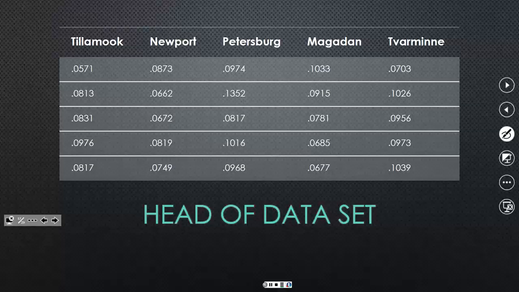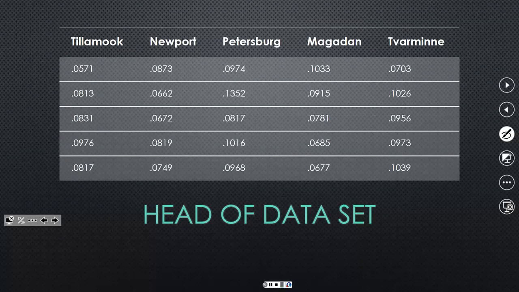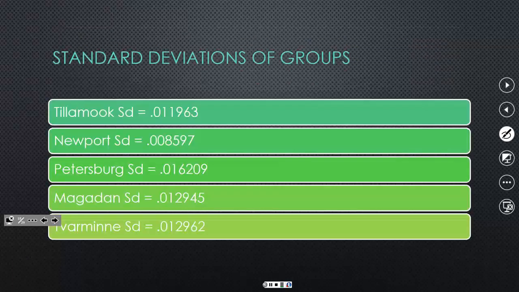And this again is just a little head of the data set so you can see what the data looked like. They did standardize the values by a certain coefficient, but I wasn't totally sure what they standardized them by, so it's not the actual measurements. And then these are the standard deviations, and as you can tell, they're a little bit closer together than the genome data set. The Petersburg standard deviation is still double that of the Newport standard deviation, but all in all, it seems to be much closer together.